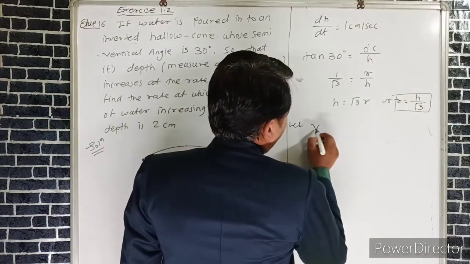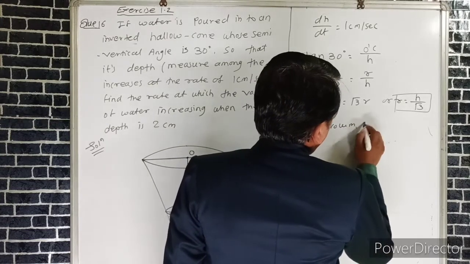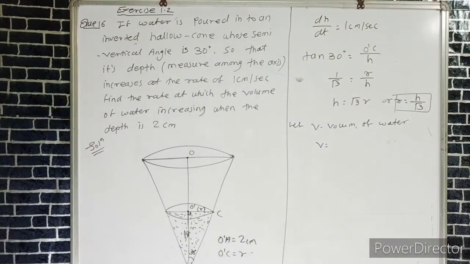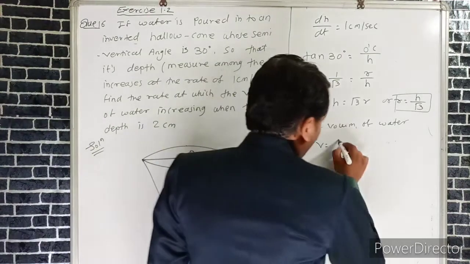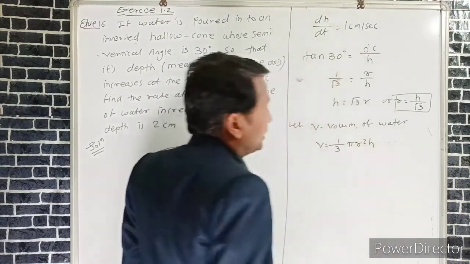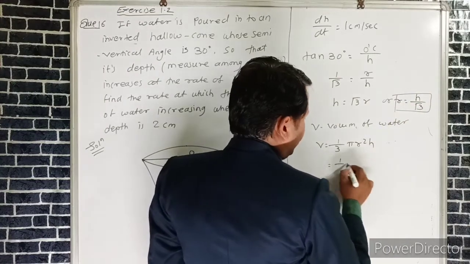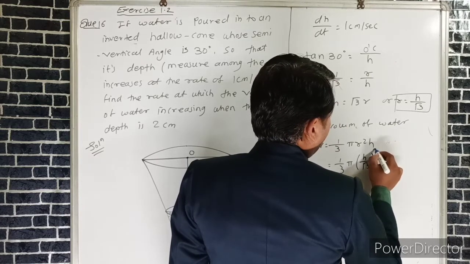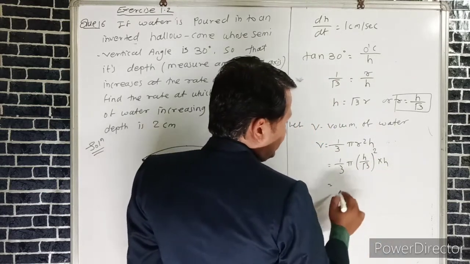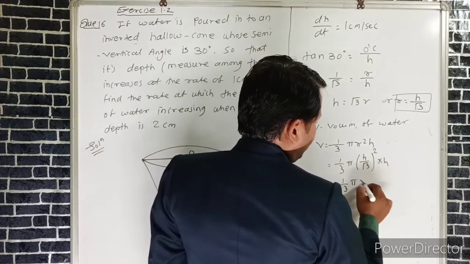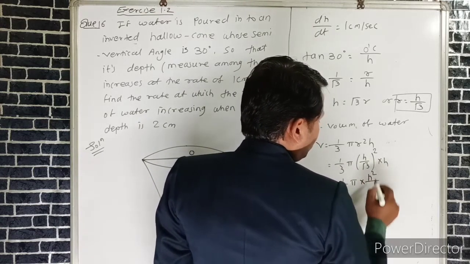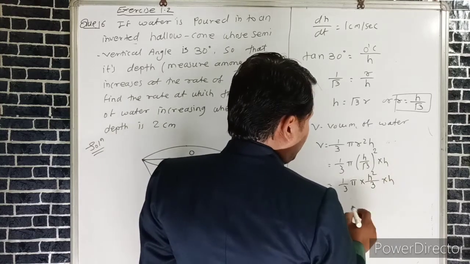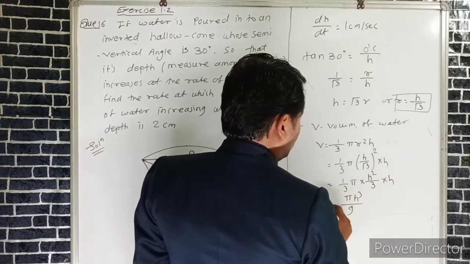Let V be the volume of water, and we know that volume of water V is equals to 1 by 3 pi r square h. We know that the value of R is equals to H upon root 3. We can write 1 by 3 pi into H upon under root 3 whole bracket square into H. We can write it 1 by 3 pi into H square upon square of root 3, which is 3, into H. 3 into 3 is 9, pi H square into H, pi H cube upon 9, which is V.